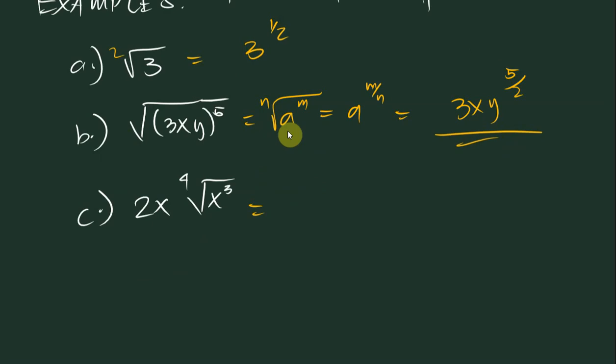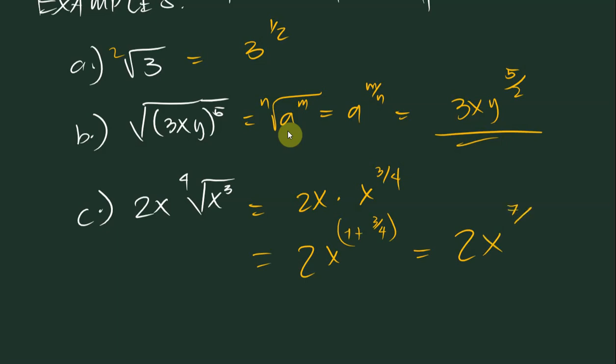We can also rewrite this as 2x times x raised to 3 over 4, right? And then, if we evaluate that using the law of exponents, we can then get x raised to 1 plus 3 over 4. Then this will be equal to 2 times x raised to 7 over 4.